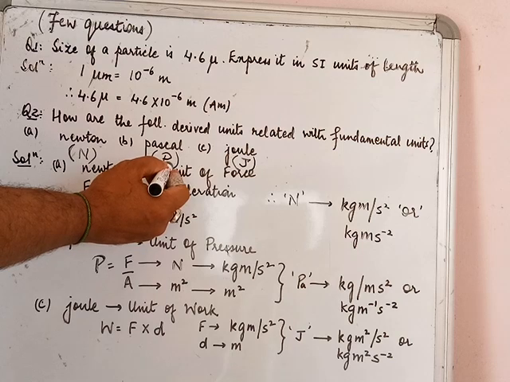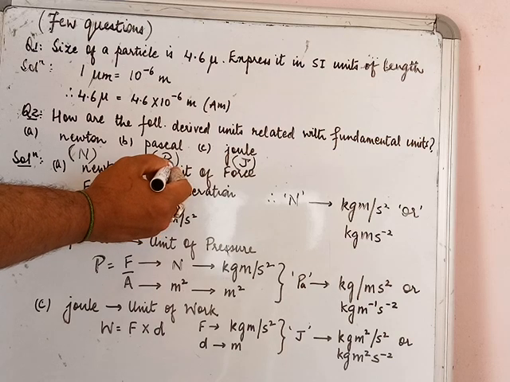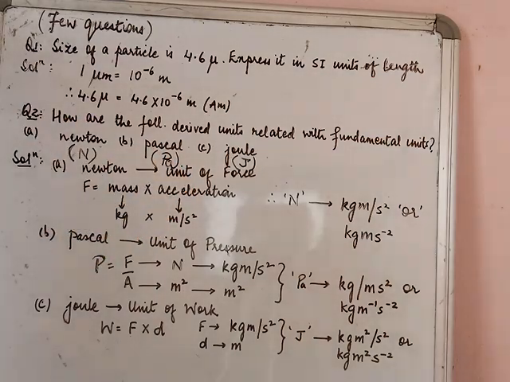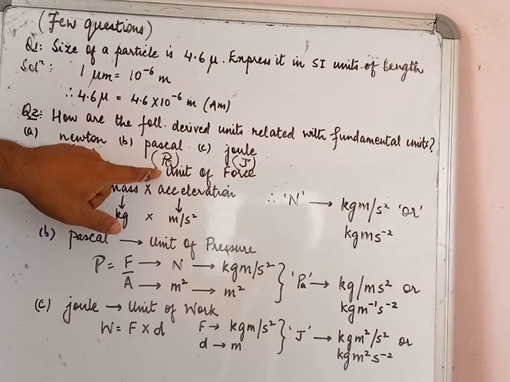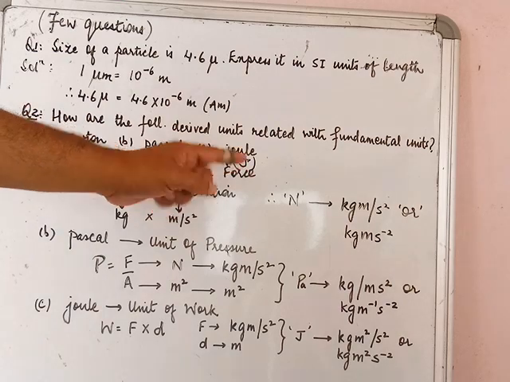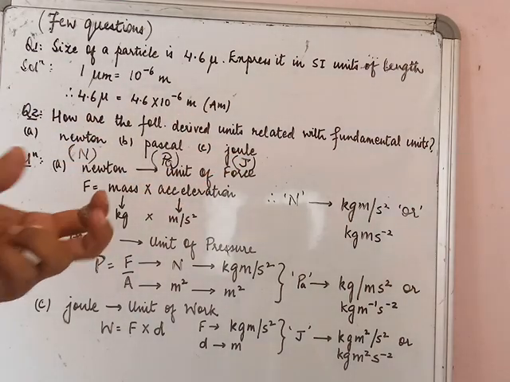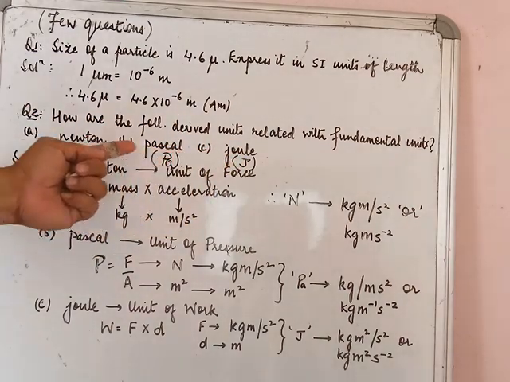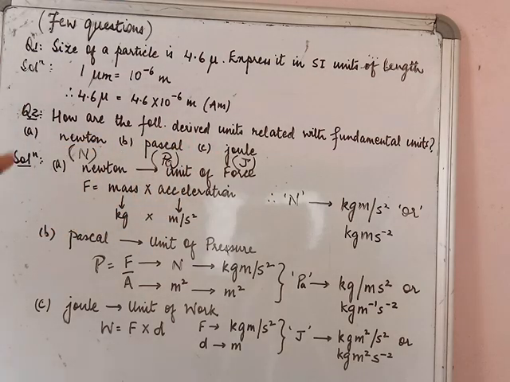Similarly, Pascal will be Pa, where P is in capitals, because obviously again it is after the name of a scientist. Similarly, Joule with a capital J. These are the symbols which denote the units. They should be in capital letters, whereas the full names need not be in capital letters.